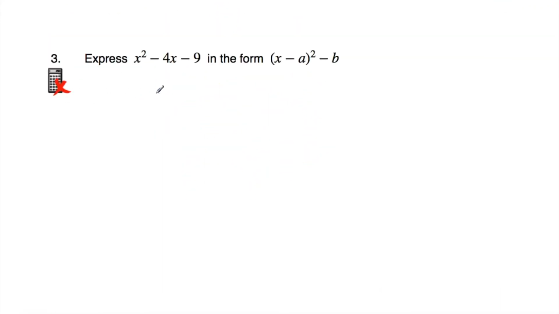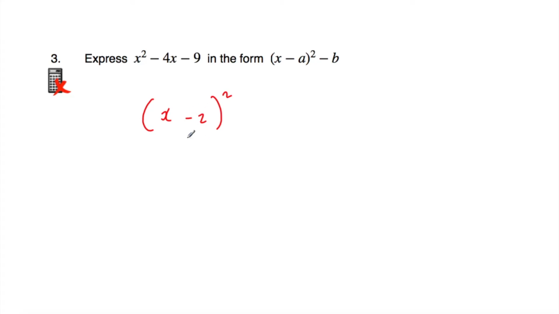Question number 3, we've been asked to express x squared minus 4x minus 9 in the form of (x minus a) squared minus b. So in other words, we need to do completing the square to this quadratic. Again, we're going to open up our brackets. It's x squared, so we're going to write x. The coefficient of x this time is minus 4, so half of minus 4 would be minus 2. So we're just halving this to get minus 2, and then close brackets, and then squared.